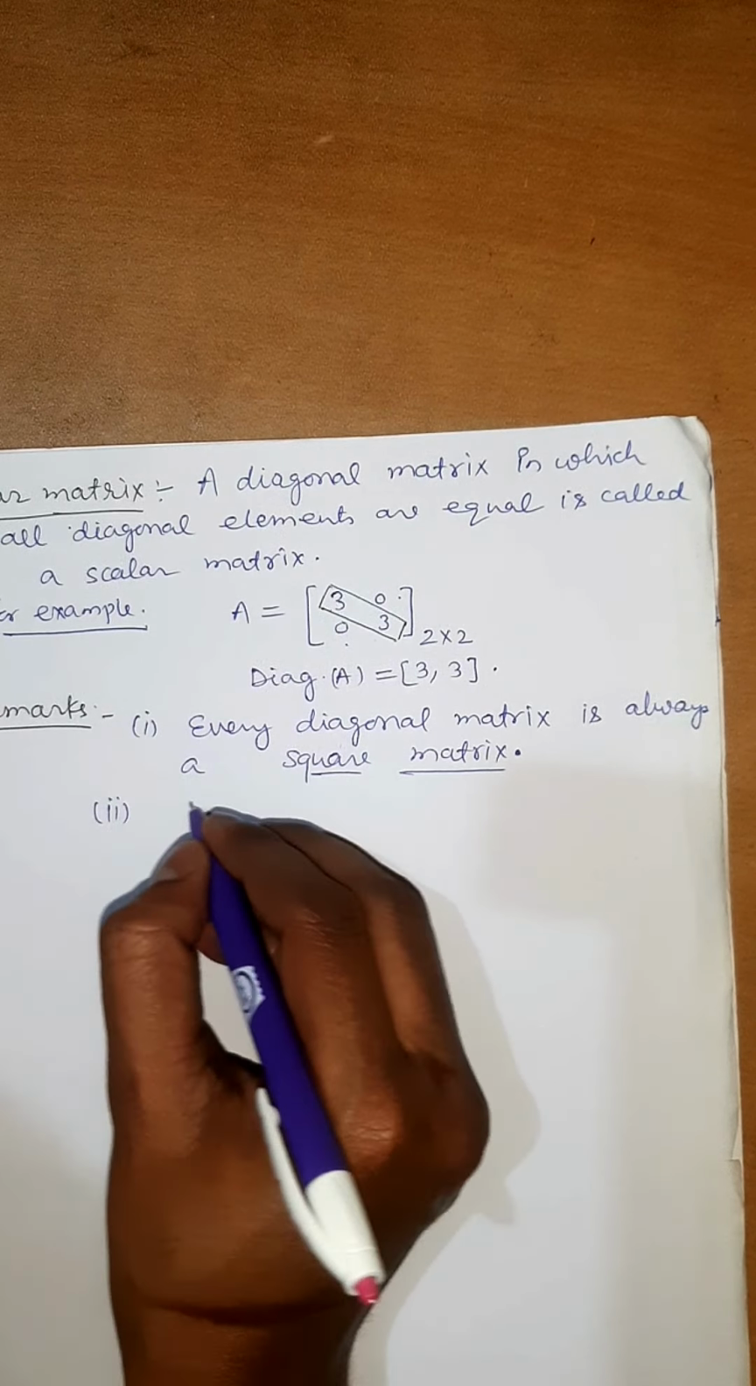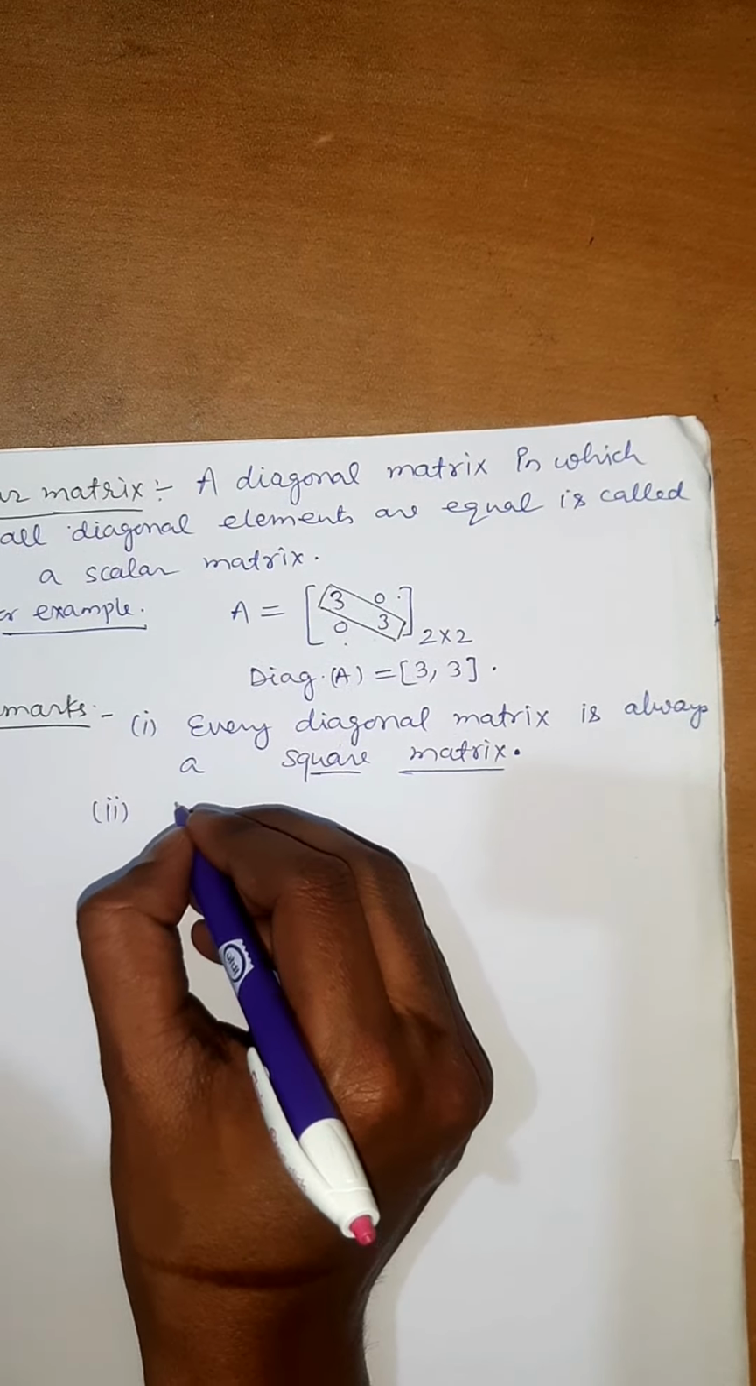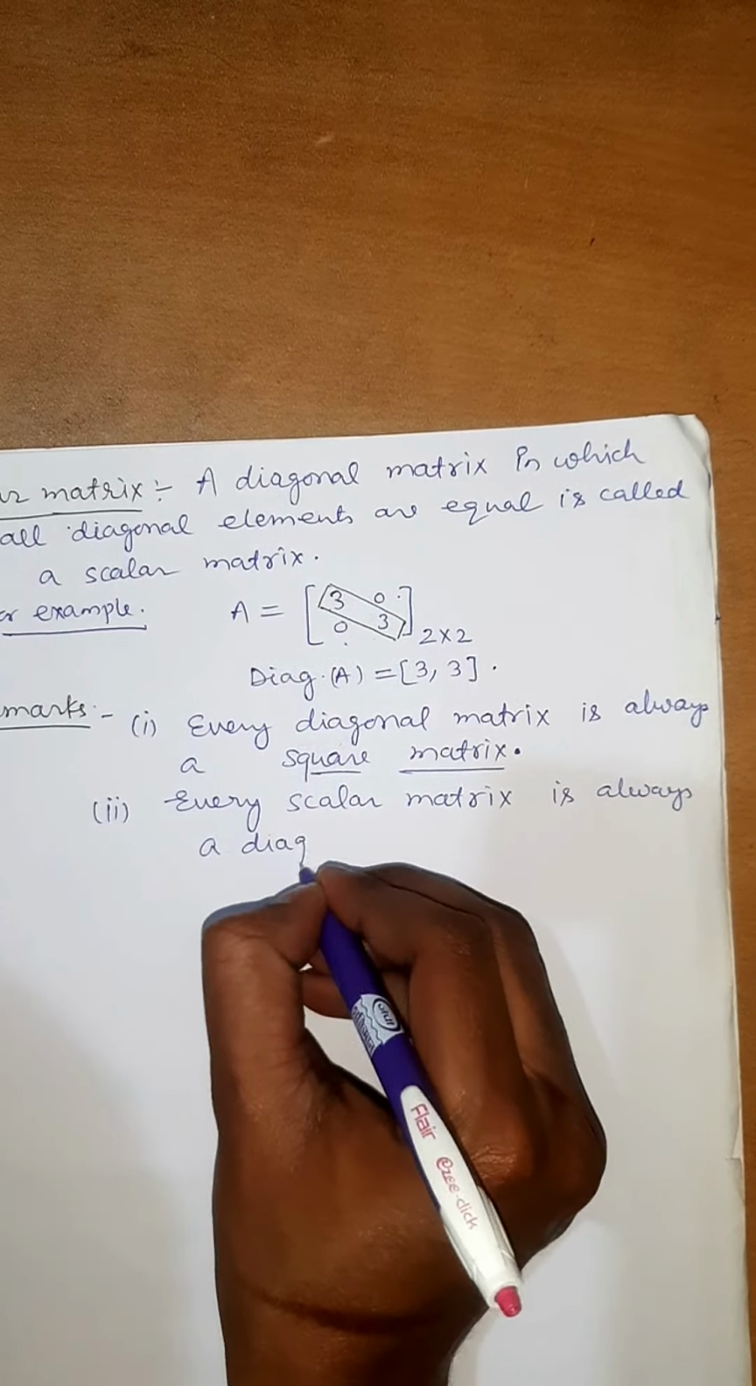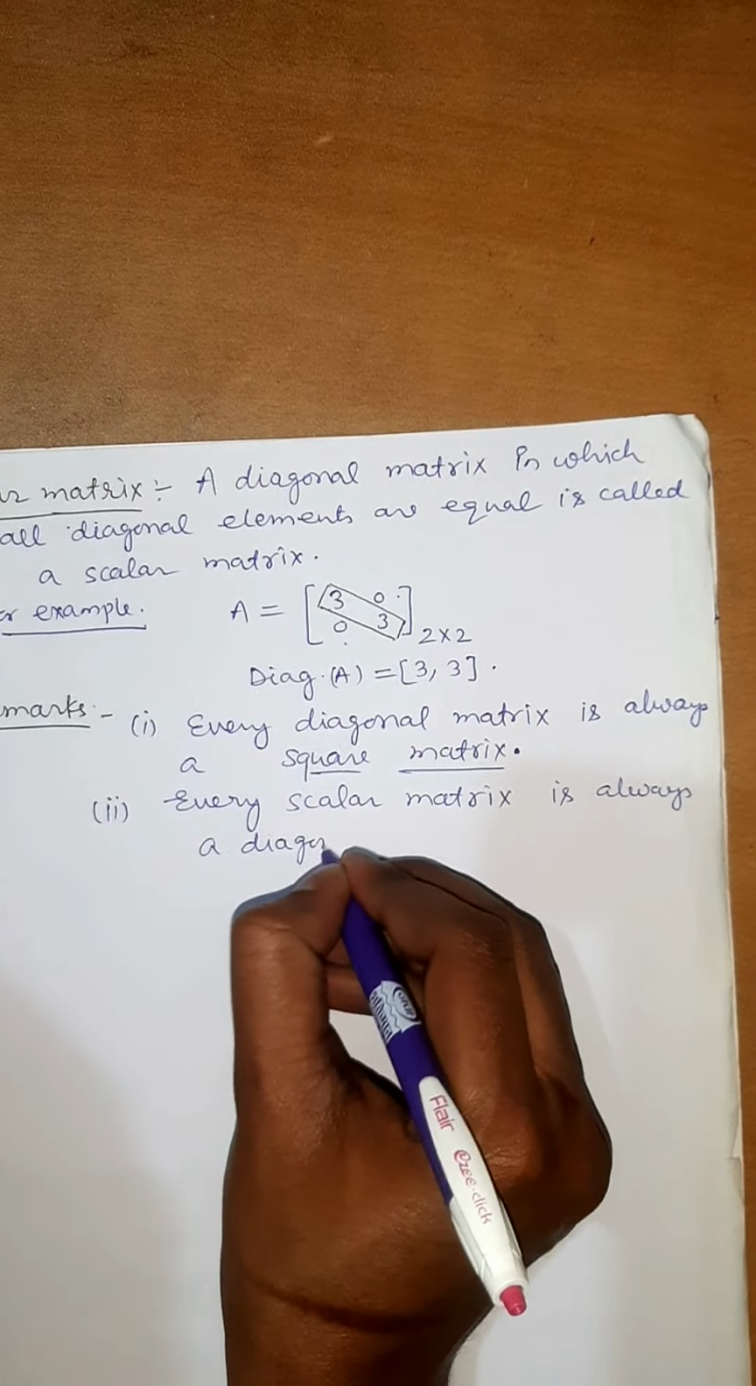Second is, every scalar matrix is always a diagonal matrix, but converse is not true. हम ये नहीं कह सकते कि हर एक डायगोनल मैट्रिक्स जो होता है वो स्केलर मैट्रिक्स होता है, लेकिन हर एक स्केलर मैट्रिक्स जो होता है वो डायगोनल मैट्रिक्स होता है.